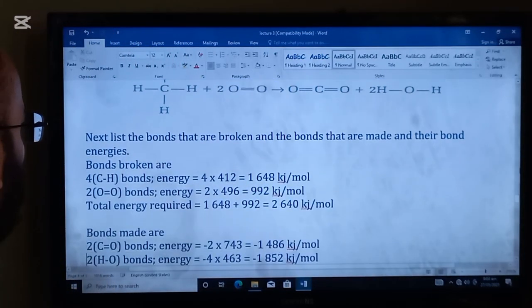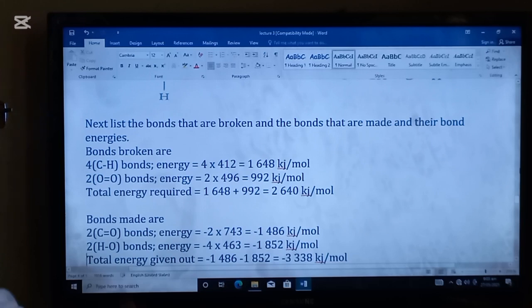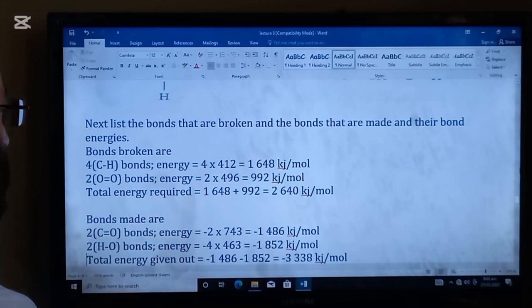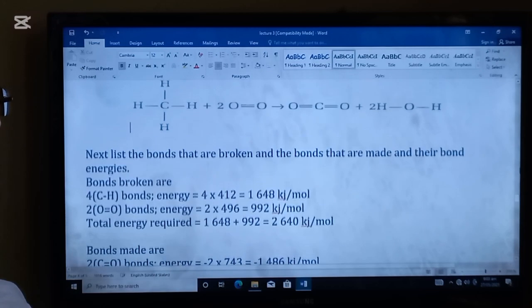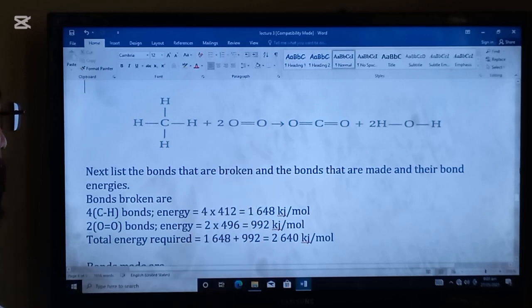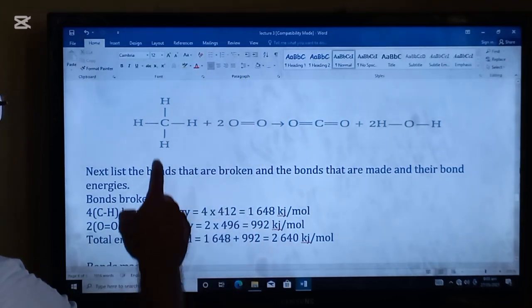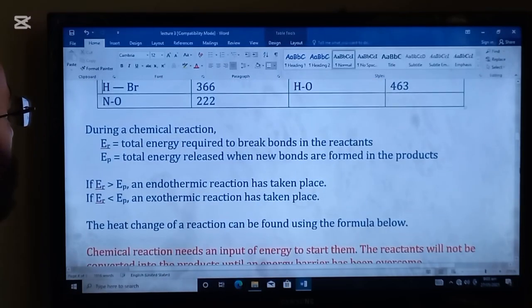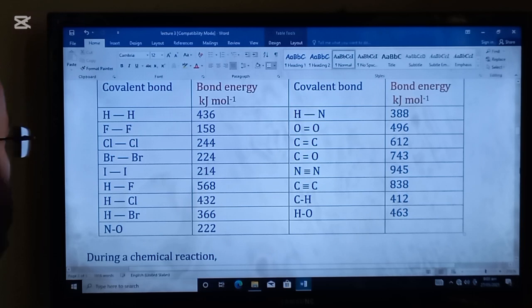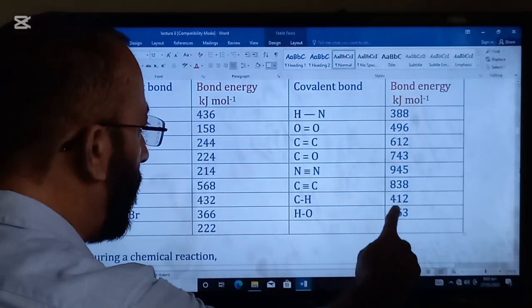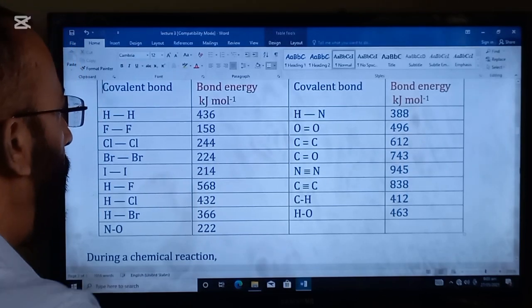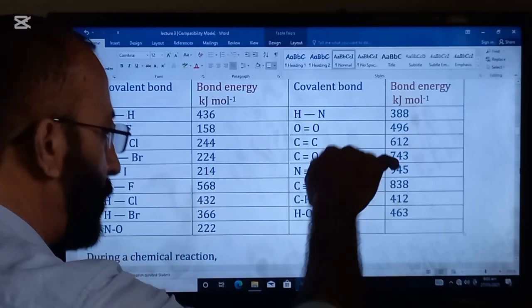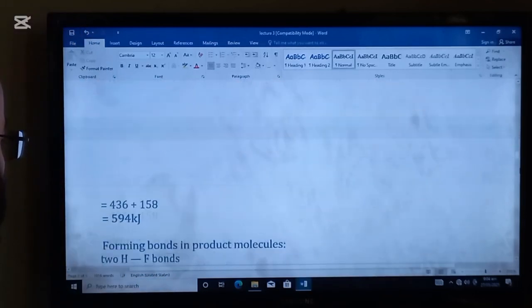Next, list the bonds that are broken. So 4 C-H bonds energy is required, 2 O=O bonds energy is required. That can be seen from here. So now we are going to the table to find the values of C-H and O=O. Here is C-H, that is 412, and here is O=O, that is 496. So these values are going to be placed in the equation.